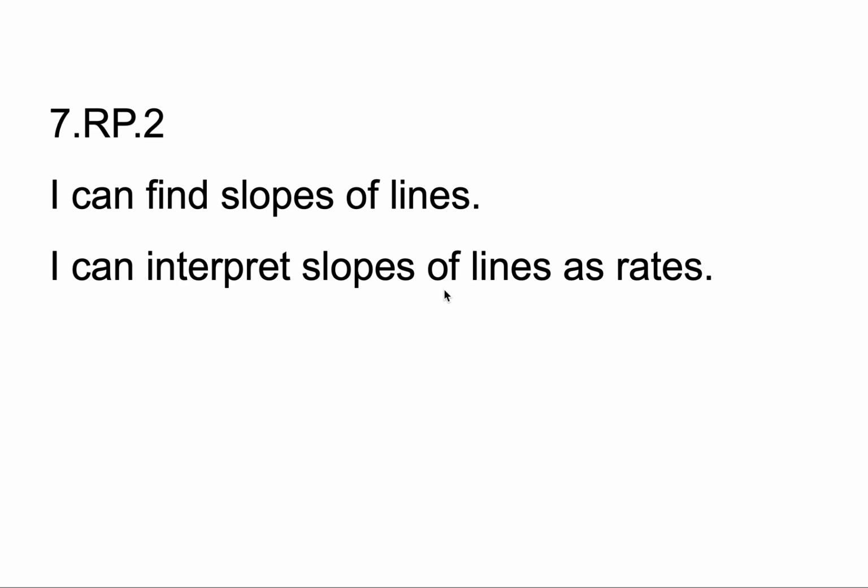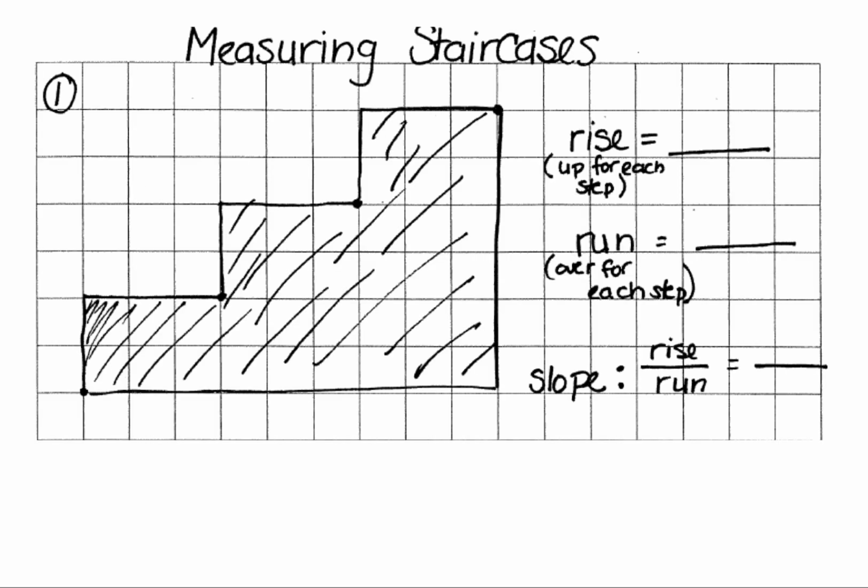Today we are doing lesson 5.5, slope. Our I can statements for today: I can find slopes of lines and I can interpret slopes of lines as rates. So slope tells us how steep a line is. And often you hear slope in terms of hills or stairs, to describe how steep something is, how difficult it is for you to walk up the hill or walk up the stairs.